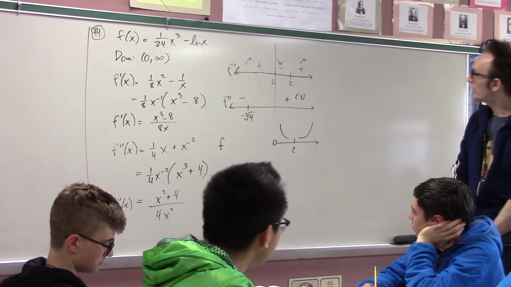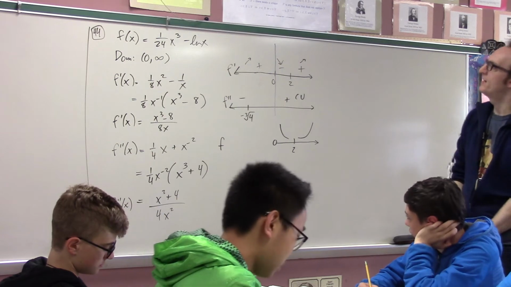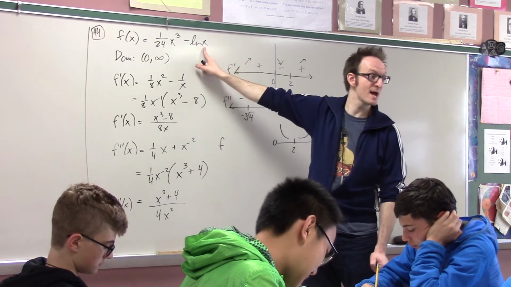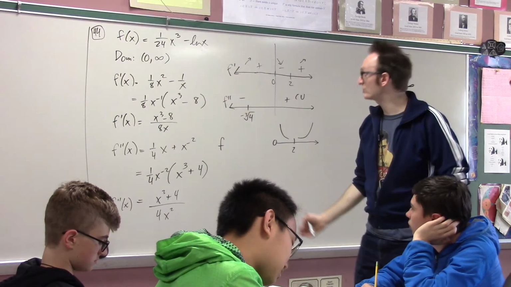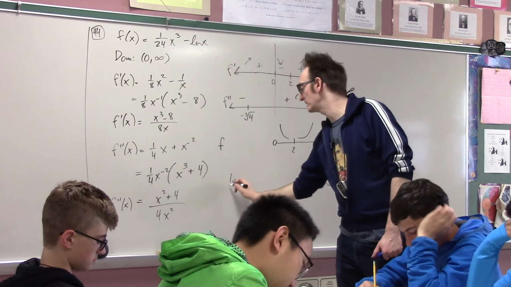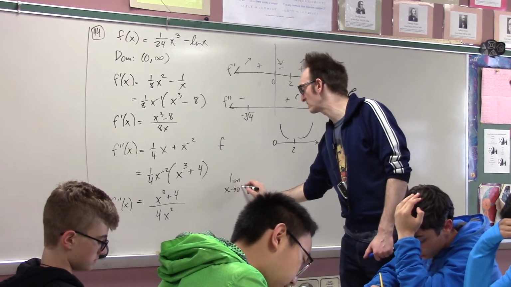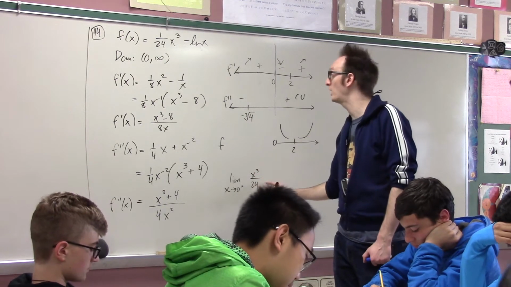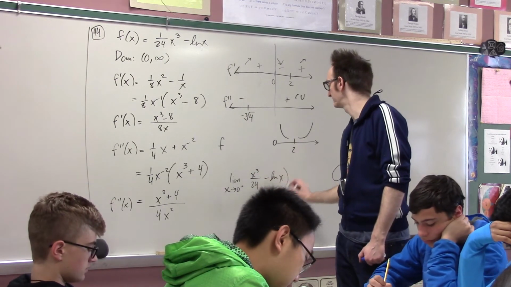Right. It also occurs to me that because this function's kind of crazy near 0, because natural log is crazy near 0, we should take a limit to see what's going on. So what is the limit as x approaches 0 plus of x cubed over 24 minus ln x?